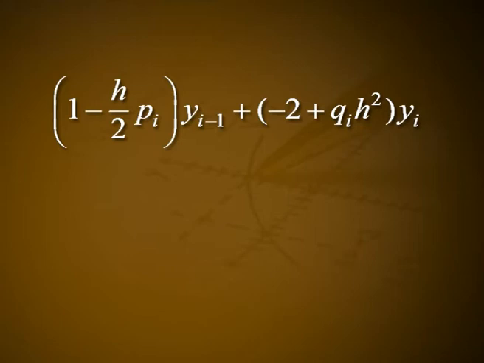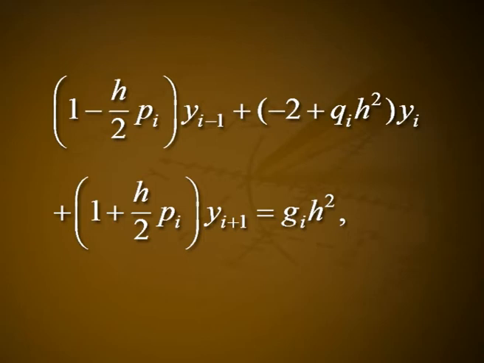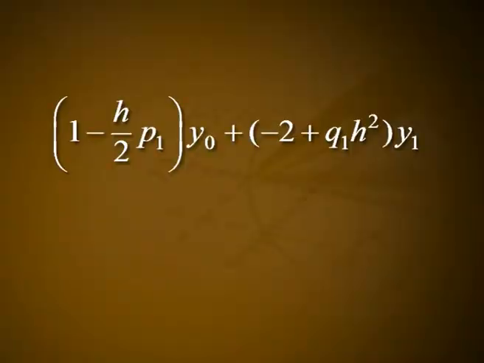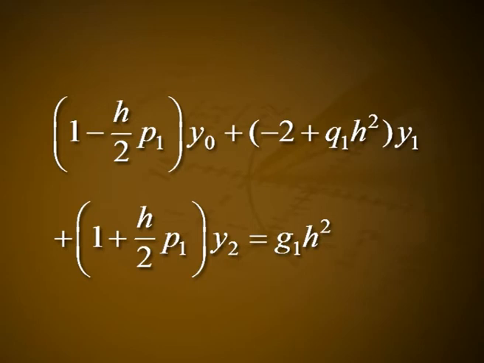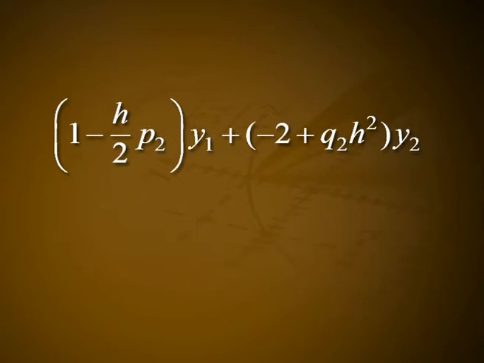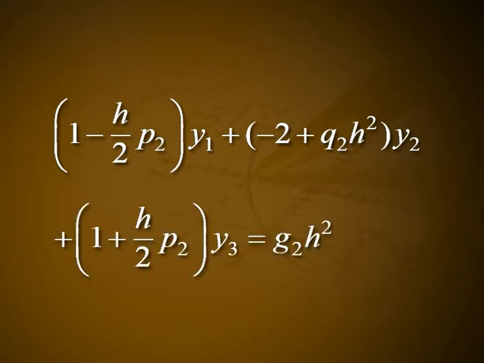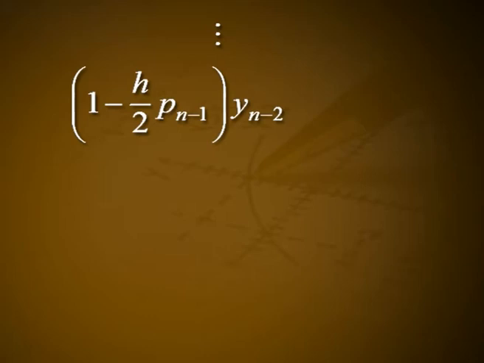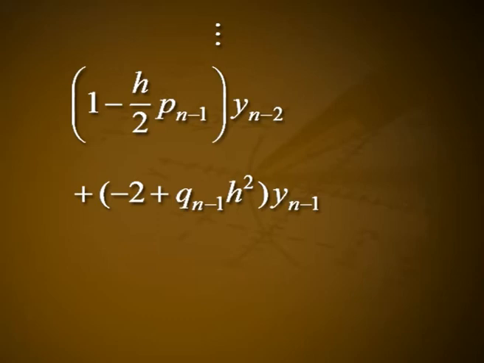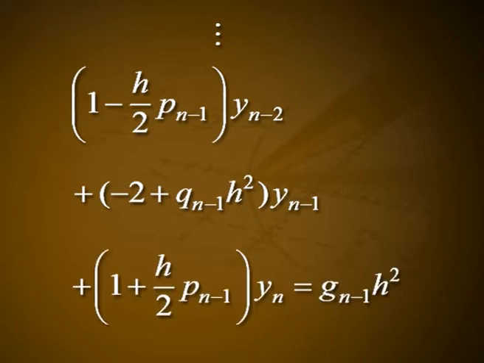The above can be simplified to the following form: 1 minus h by 2 into pi into yi minus 1 plus minus 2 plus qi into h square into yi plus 1 plus h by 2 into pi into yi plus 1, that is equal to gi into h square for i equal to 1, 2, etc. n minus 1. The above gives the following algebraic system of n minus 1 equations: 1 minus h by 2 into p1 into y0 plus minus 2 plus q1 into h square into y1 plus 1 plus h by 2 into p1 into y2 equal to g1 h square, 1 minus h by 2 into p2 into y1 plus minus 2 plus q2 into h square into y2 plus 1 plus h by 2 into p2 into y3, that is equal to g2 h square, etc. 1 minus h by 2 into pn minus 1 into yn minus 2 plus minus 2 plus qn minus 1 h square into yn minus 1 plus 1 plus h by 2 into pn minus 1 into yn, that is equal to gn minus 1 h square.